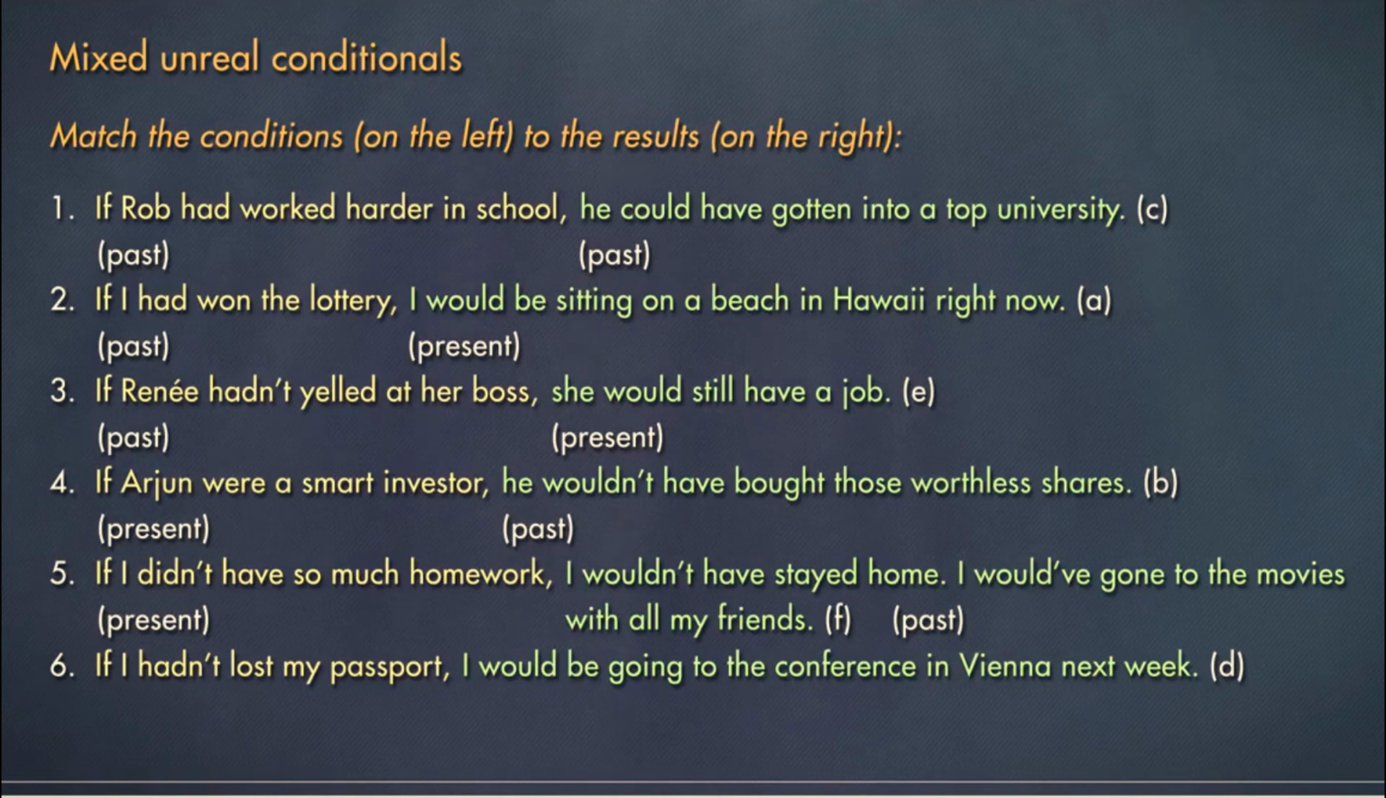And finally, number six is, if I hadn't lost my passport, I would be going to the conference in Vienna next week. So I lost my passport, that happened in the past, and the result is in the future. I cannot go to Vienna next week. So these are the most common types of mixed unreal conditionals. There are some other combinations, but they're not so common. The ones that you see on the screen are the most important.